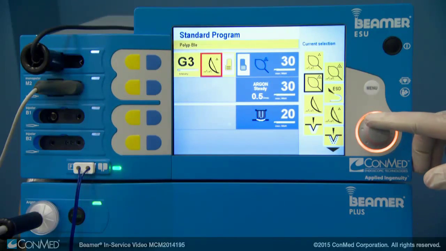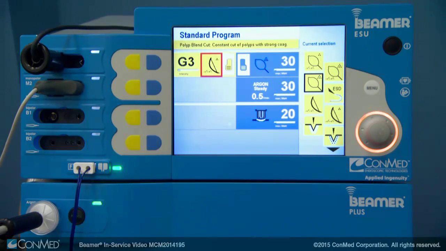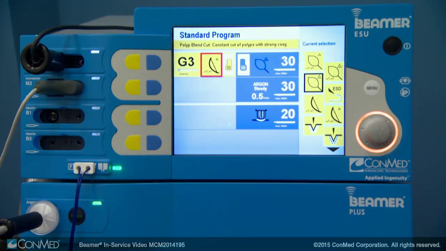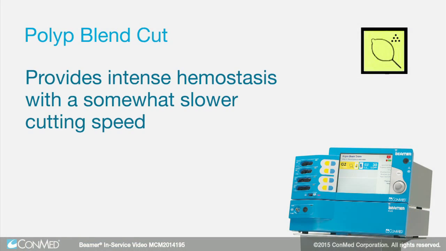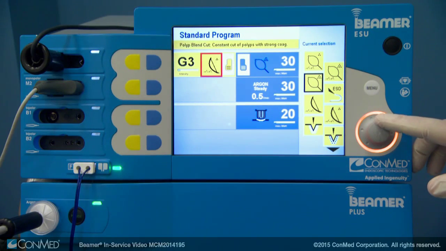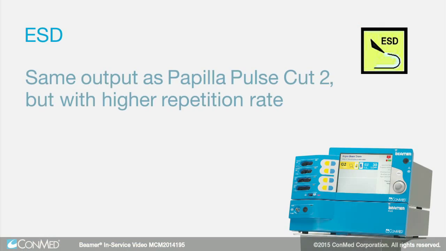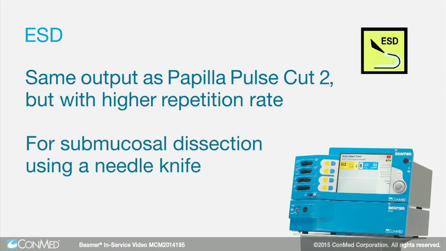The next current is Polyp Blend Cut. This is not a pulsed cutting mode, signified by the lack of the pulse waveform. It provides intense hemostasis with a somewhat slower cutting speed. Next comes ESD, or endoscopic submucosal dissection. This current is the same output as Papilla Pulse Cut 2, except the repetition rate is higher and it is intended for submucosal dissection using a needle knife.